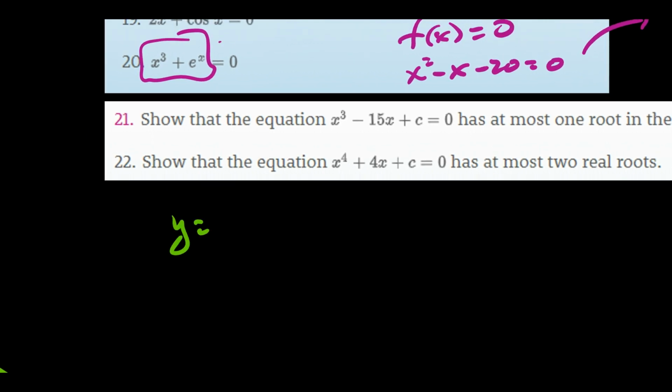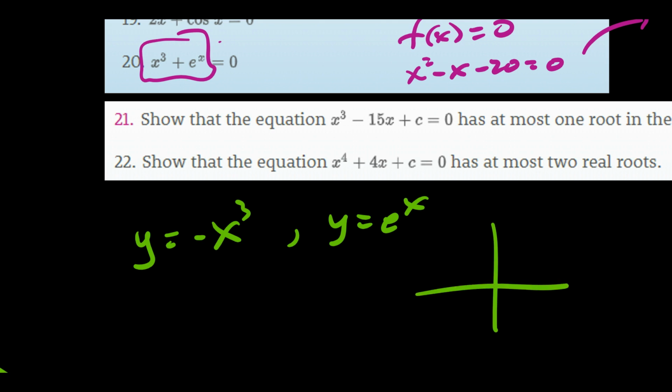Suppose you had y equals negative x cubed, and then y equals e to the x. And you want to find out where they intersect. So good old negative x cubed looks like this. Let me draw it with a different color. And then e to the x looks like this. All right. And so the question is, where do they intersect?